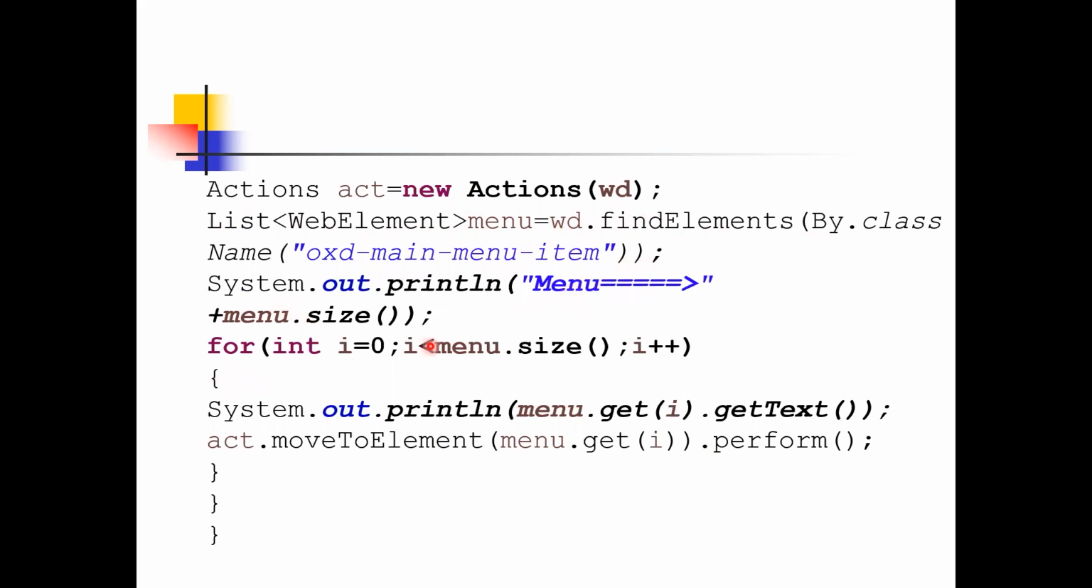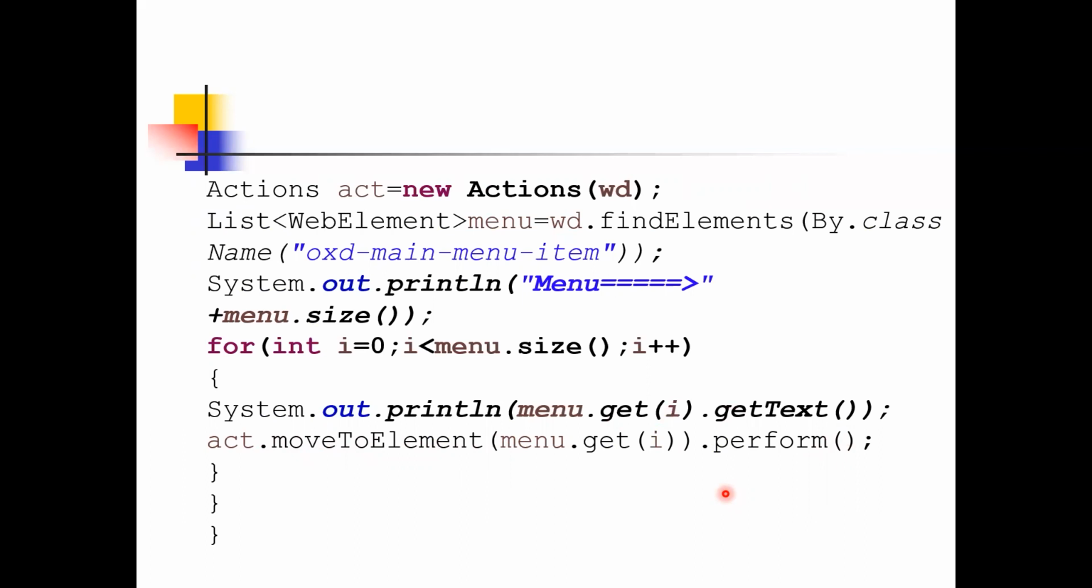Then we want to print this menu. We will apply a loop from i equals 0 up to menu size, incrementing one by one. We want to print the whole menu with the getText command, and we want to move the cursor also. For that, the moveToElement command with perform. Let's see this in detail in the program.